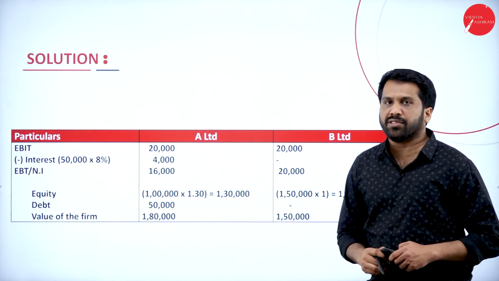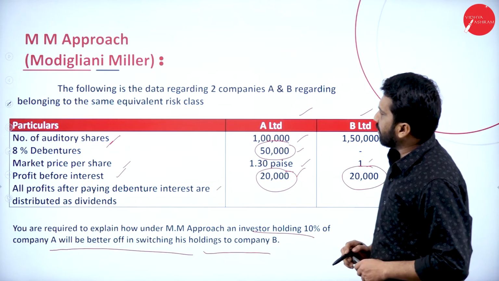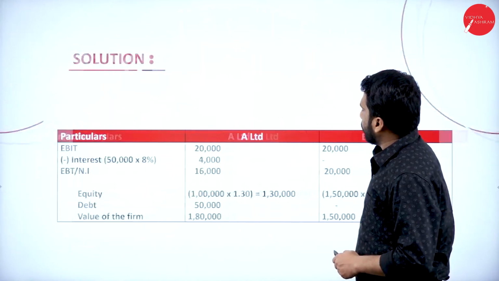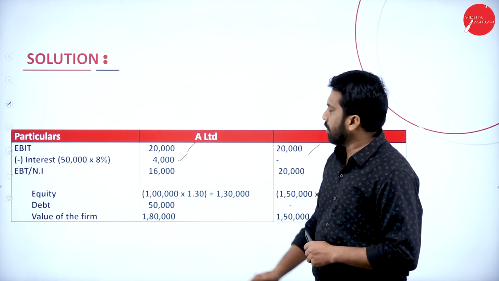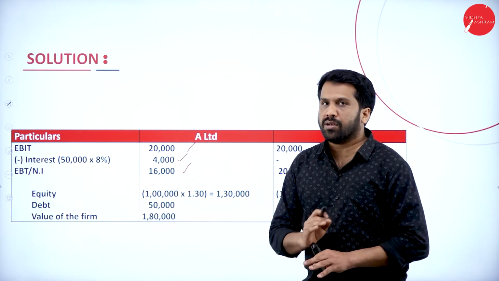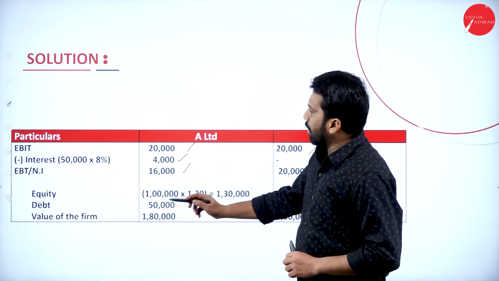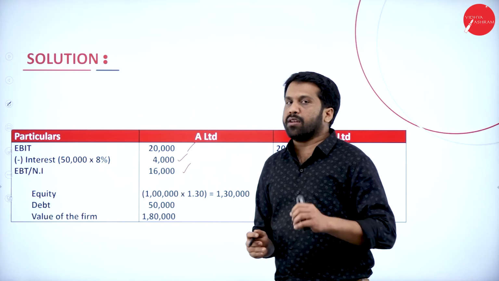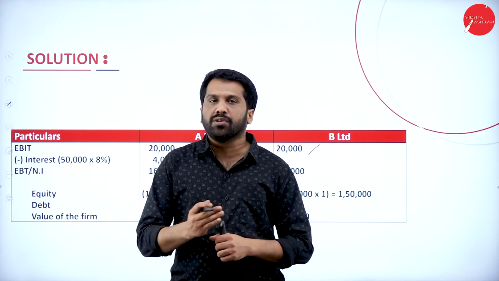Interest on debentures. What is the value of debenture? 50,000. And what is the rate of interest? 8%. So it will be 50,000 into 8%, it will be 4,000. 20,000 minus 4,000, you got 16,000. Any doubt? No doubt. Now, we got 16,000 here. After that, equity, debt and value of the firm. In every problem they used to give cost of equity, then EBIT divided by that you used to get the value.